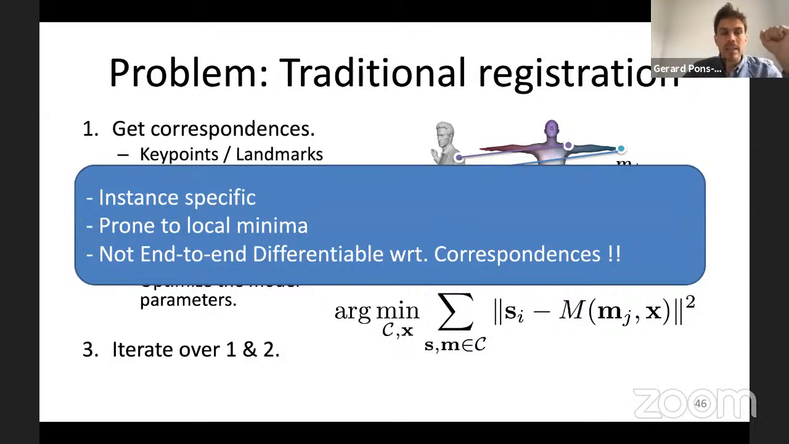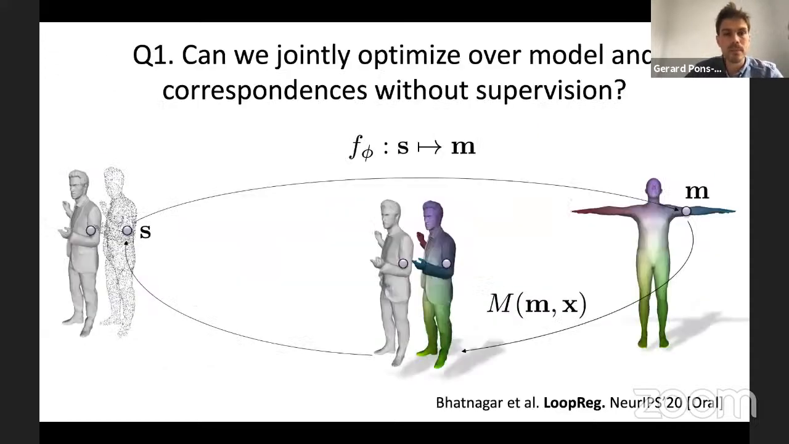Now, the problems with this is that this is instance specific. You need to do this for every instance, and there's no reasoning about a shape collection together. It's prone to local minima, and it's also not end-to-end differentiable. Finding the correspondences and then optimizing needs to be iterated. It's not end-to-end differentiable.